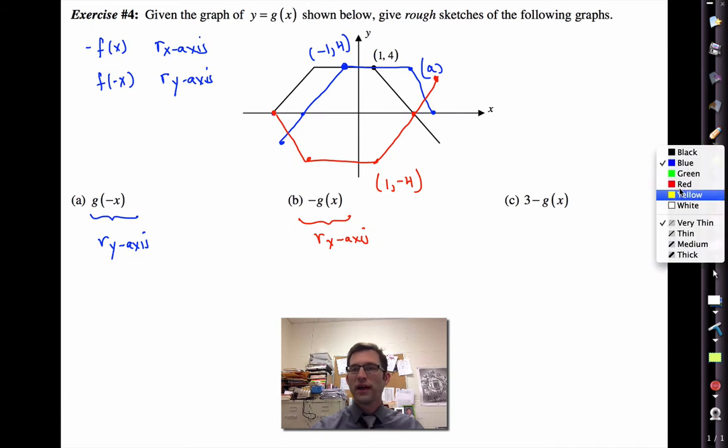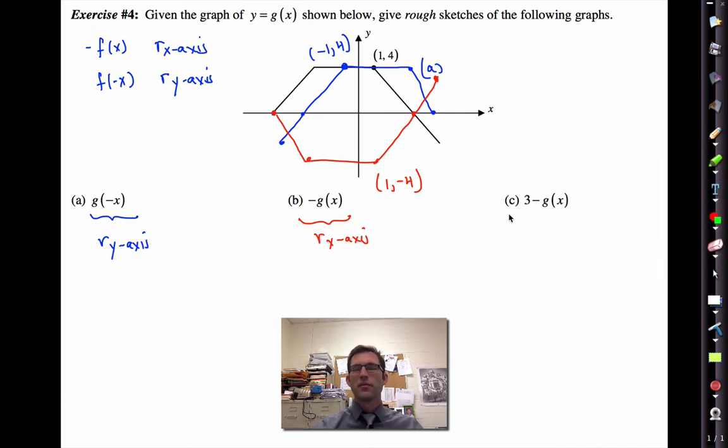All right, let me do one last one. I'll do it in green. Sorry, that'll be a little bit obnoxious. But what is this really? This is negative g of x plus 3. So this is first a reflection in the x-axis, followed by an upward shift by 3 units.